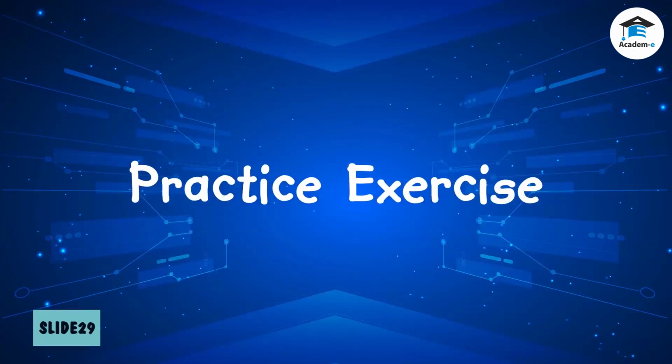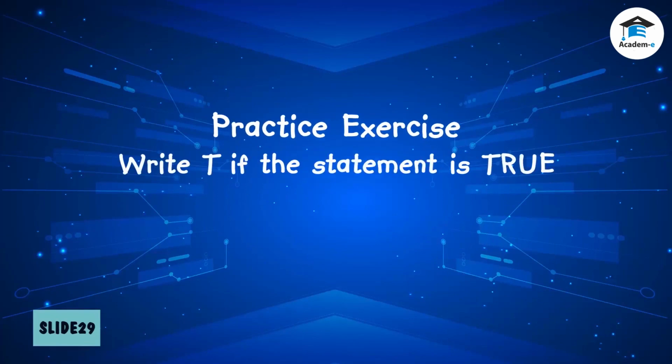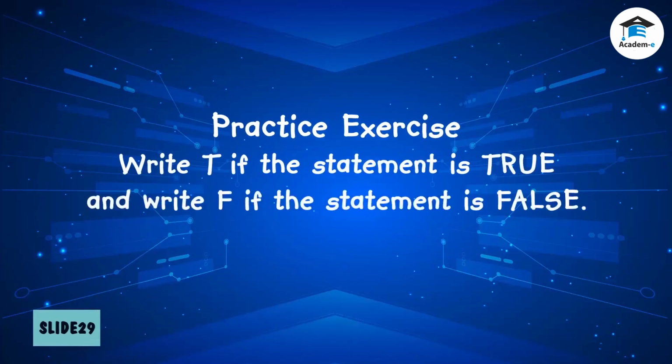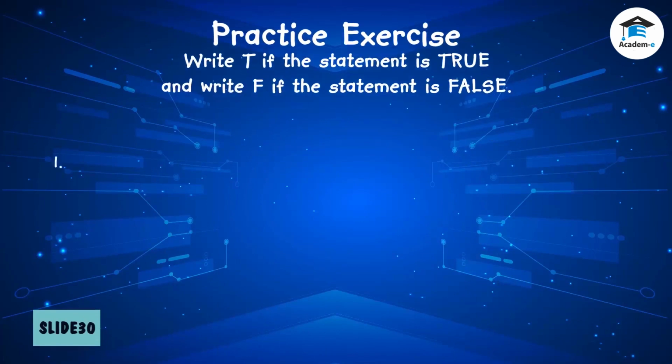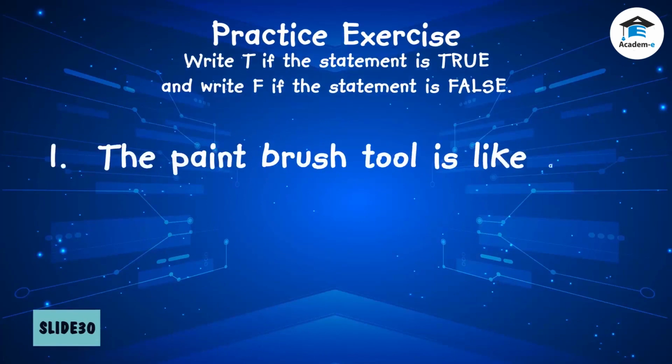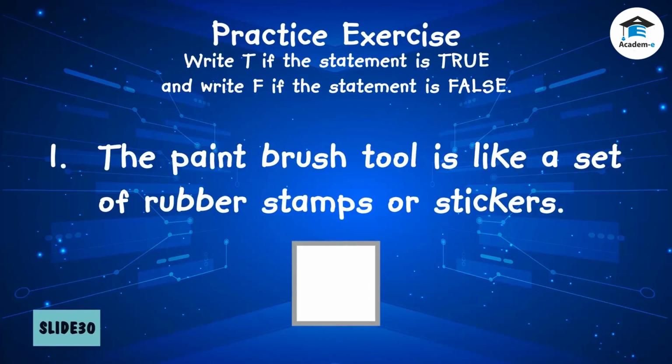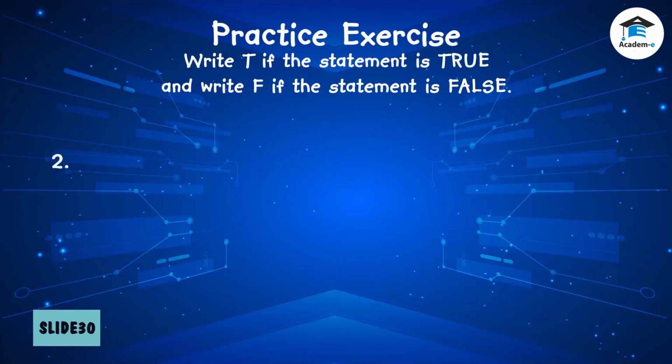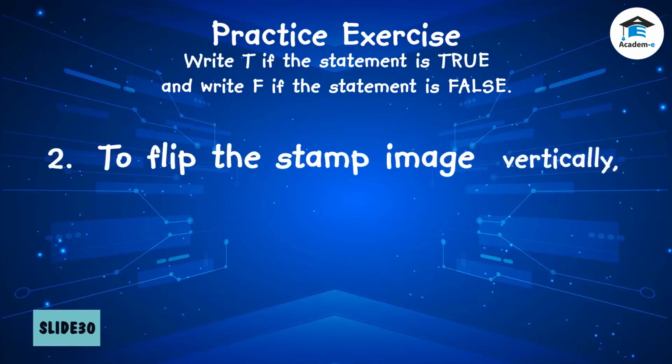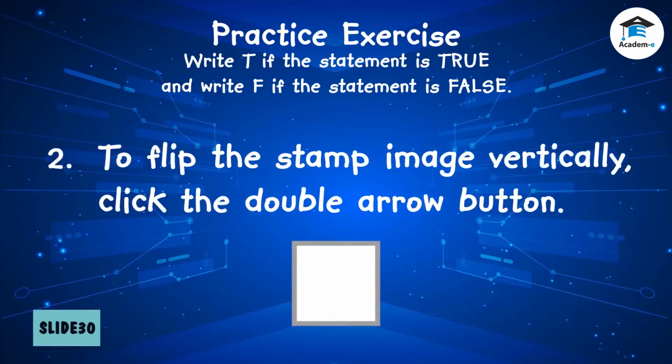Practice exercise. Write T if the statement is true, and write F if the statement is false. Number 1. The paint brush tool is like a set of rubber stamps or stickers. The stamp tool is like a set of rubber stamps or stickers. Number 2. To flip the stamp image vertically, click the double arrow button. This statement is correct.